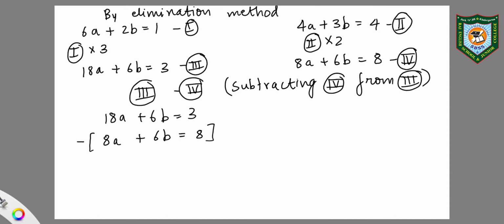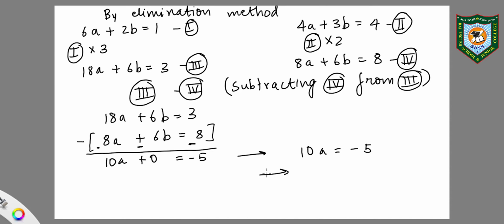Now we have a minus sign out of the bracket, so we need to make sure that everything inside changes its sign. So minus plus here is minus, minus plus again becomes minus, minus plus becomes minus. So 18a minus 8a becomes 10a, 6b minus 6b is 0, and 3 minus 8 is minus 5. So I have 10a is equals to minus 5, which implies a is equals to minus 5 by 10, and therefore a is equals to minus 1 by 2. So my a value is minus 1 by 2.